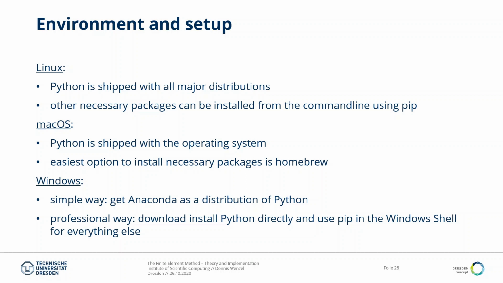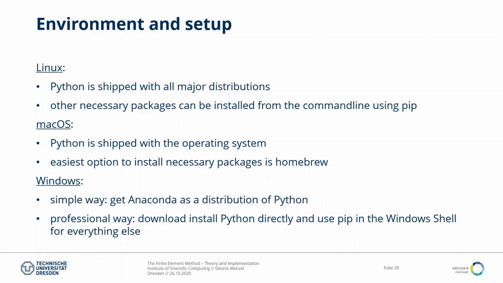And in Windows, there are different ways. The simplest way on Windows is to get a distribution of Python, so one program that wraps a lot of Python packages in one. The most famous distribution of Python is Anaconda. That's also the one I'm recommending, because in Anaconda it's quite simple to install additional packages and to also change your Python environment. So that's my recommendation.